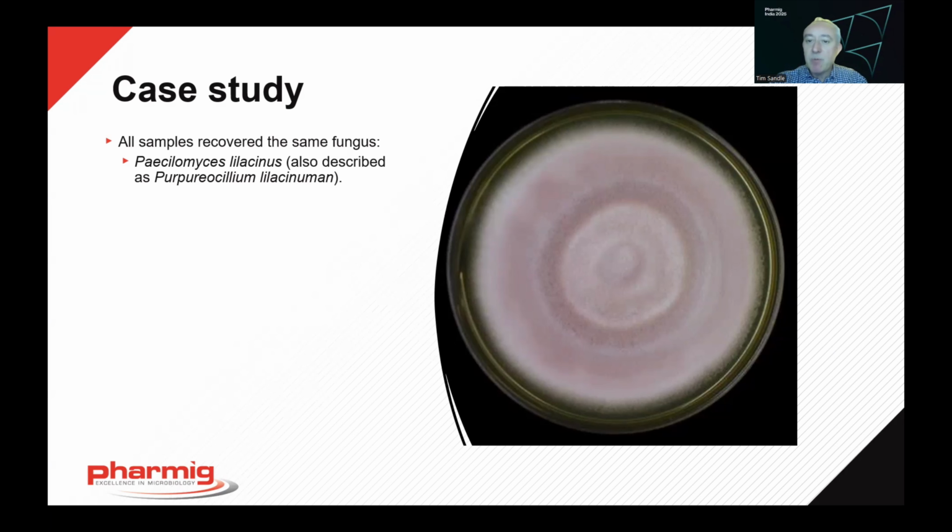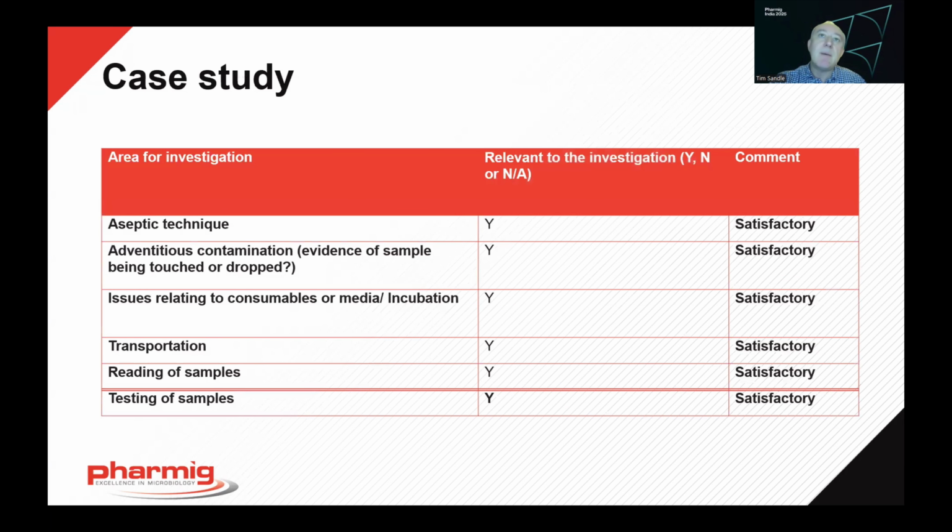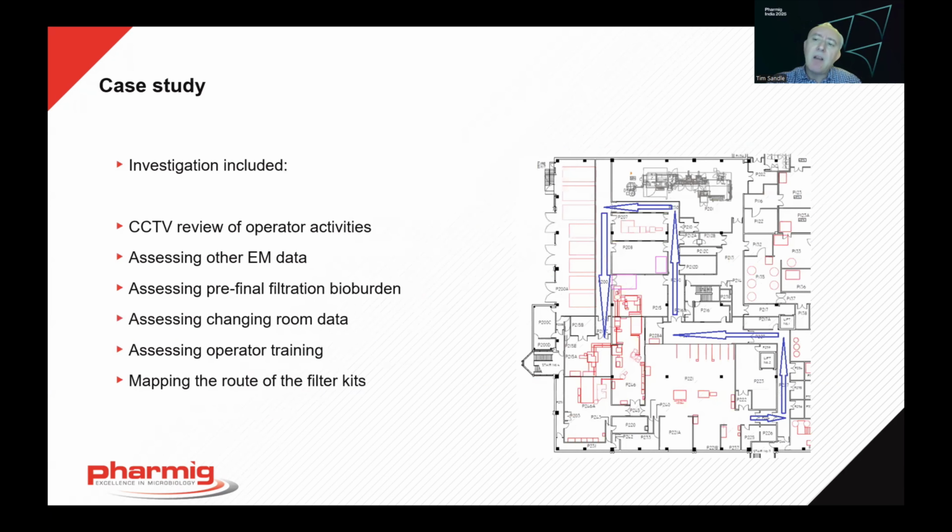So an investigation was performed and a number of things were looked at: aseptic technique, people-related activities, transportation, checking the laboratory as well. So, we start to work through a number of things. Now, this facility had closed-circuit television available, so videos were watched, other environmental monitoring data was looked at, things like raw materials, pre-final filtration bioburden, changing rooms, operator training.